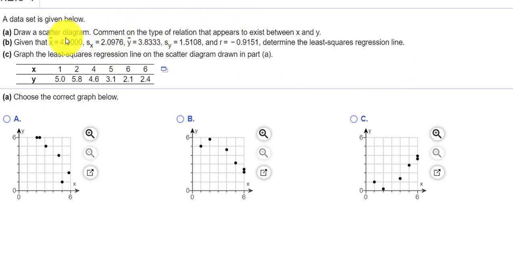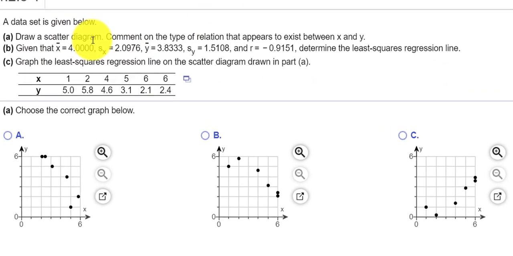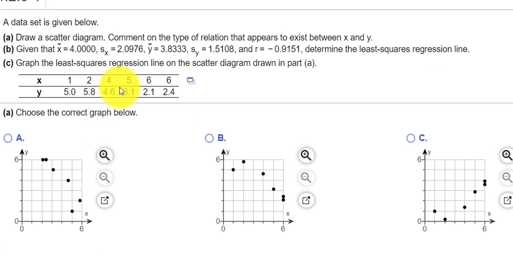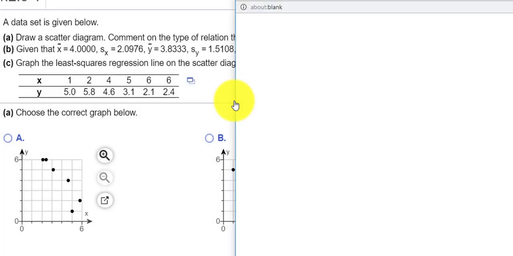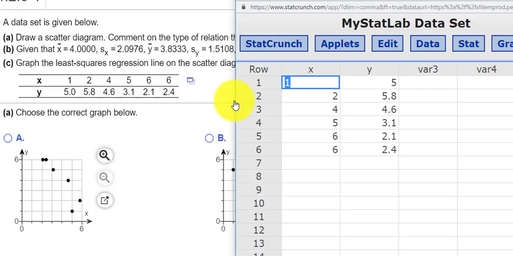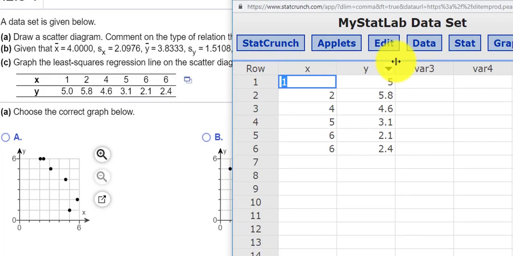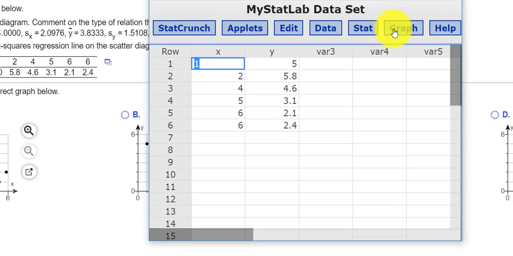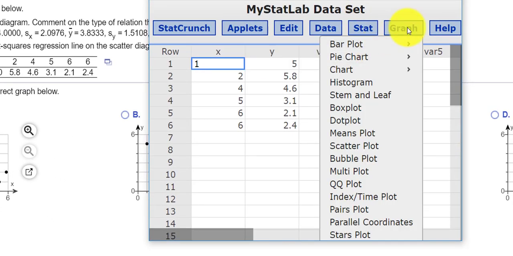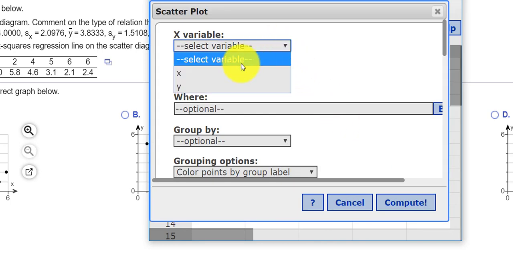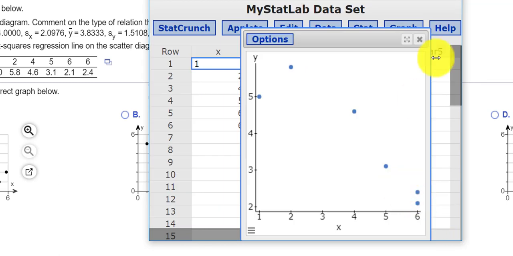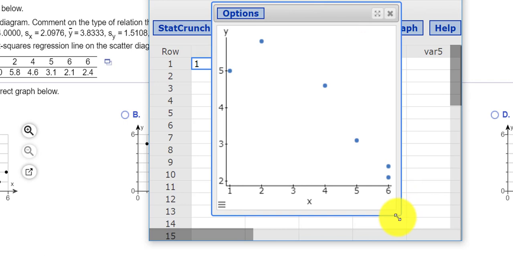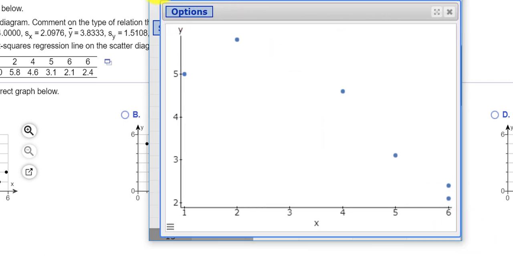The first question says, create a scatter diagram. So here's my data. If I click on this little box here, I can open this data up into StatCrunch. And then, all right, so here's my data, my X, my Y. I can quickly graph this. So I click Graph. I scroll down to Scatter Plot. X is X and Y is Y. And I press Compute. And let's see if we can make this a little bit bigger.